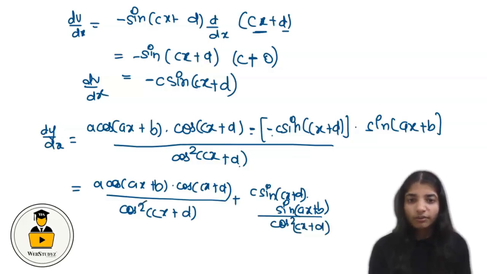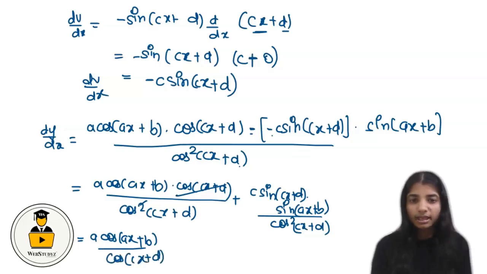So here cos square of cx plus d and one cos of cx plus d cancel. Basically cos square of cx plus d means cos of cx plus d multiplied by cos of cx plus d. So with one cos in the denominator, the cos of cx plus d in the numerator cancels. So we are left with a cos of ax plus b divided by cos of cx plus d, plus c sine of cx plus d multiplied by sine of ax plus b divided by cos square of cx plus d.